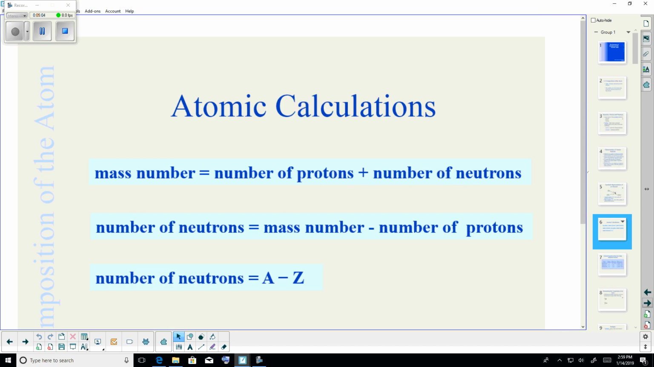So the mass number is the number of protons plus the number of neutrons. The number of neutrons is the mass number minus the number of protons, so it's A minus Z. The number of electrons is the same as the number of protons. Even though the electrons have weight, it's negligible compared to that of the protons and the neutrons, so we usually don't include them in the mass calculations.